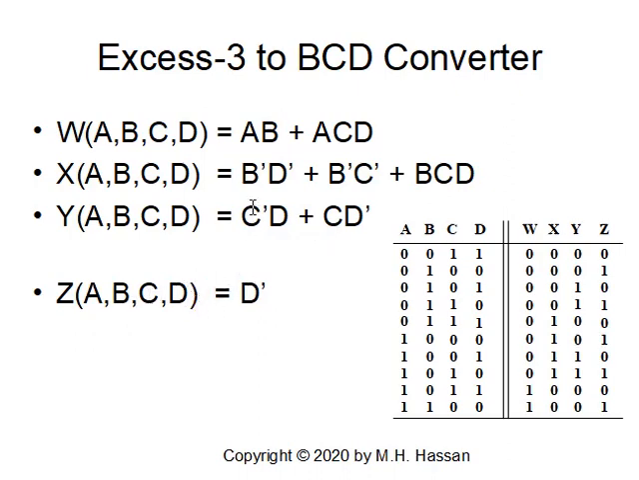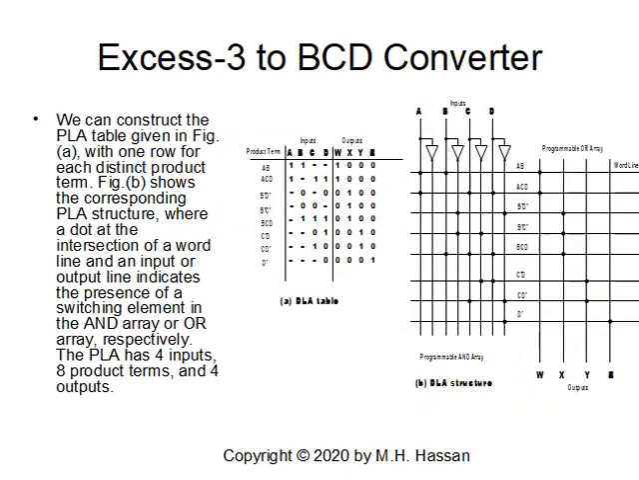Now the terms have to be represented as product terms. For instance, C'D or CD' is C exclusive OR D, but we cannot use an exclusive OR here. It has to be product terms because we have a programmable AND array to form the product terms, and we have a programmable OR array to make the sum of those product terms.